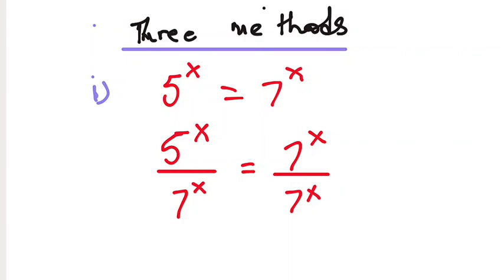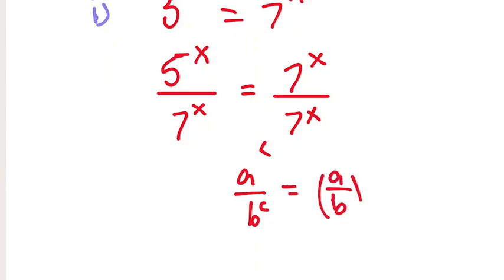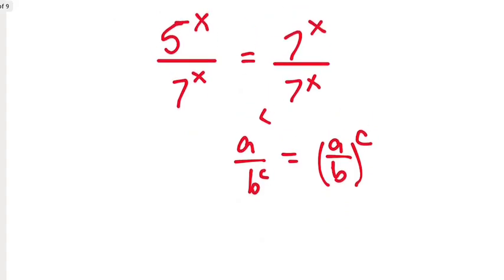Now, so we move on. You see that here we have a to the power of c and b to the power of c. So this is going to be a over b, then to the power of c. Understood? So from there, we move on and we're going to see that 5 over 7 to the power of x equals what? 1.